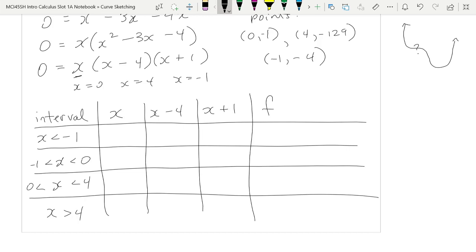Okay, so what happens when x is less than -1? So that'd make this negative, and this negative. A negative times a negative times a negative is negative. We're decreasing.